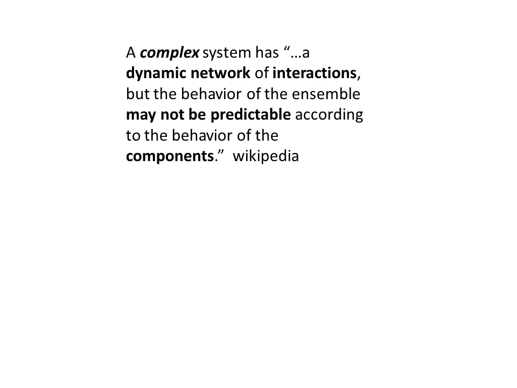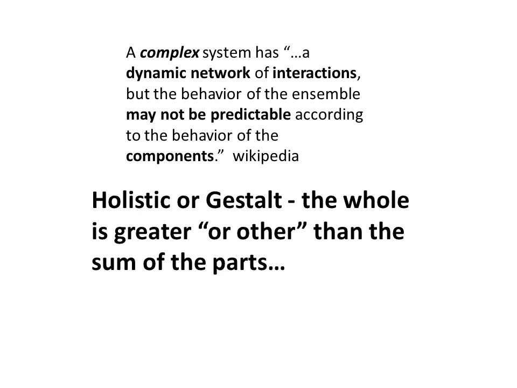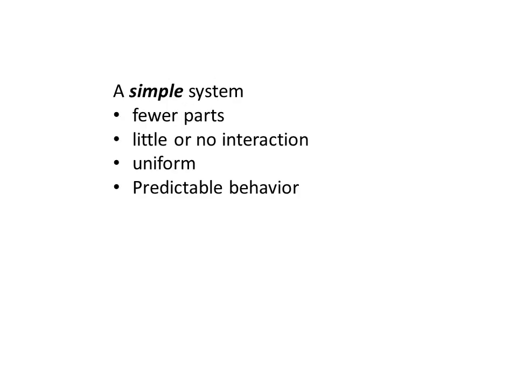Definitions of complexity vary, with this much in common: dynamic network of interactions whose ensemble behavior is not predictable from that of the parts. Do you remember the popular Gestalt mantra? The whole is greater than the sum of the parts. It's like that, but at the process level. A simple system has few parts, little interaction, uniformity, and predictable behavior.